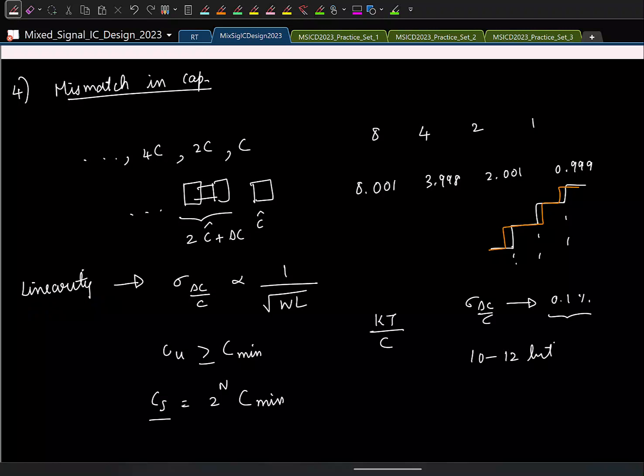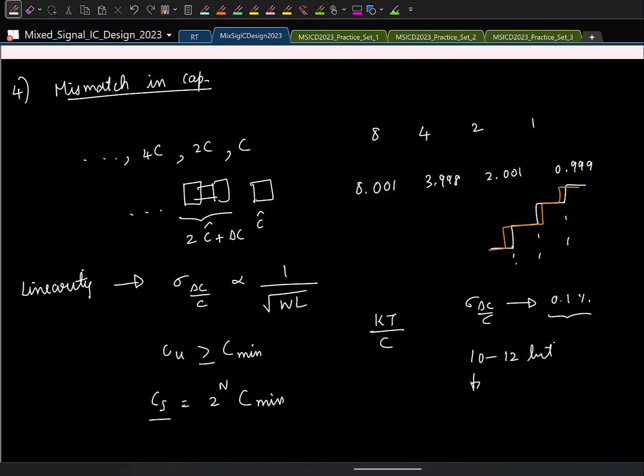I mean, for 10 bits, what should be the signal to noise ratio? 60 dB. So basically 60 to 72 dB of SNDR you can achieve with this kind of matching. If you want a higher resolution, you have to correct for this mismatch. And in practice, people have realized, let's say, 15 or even 16 bits. But in that case, you have to do something to correct for this mismatch.